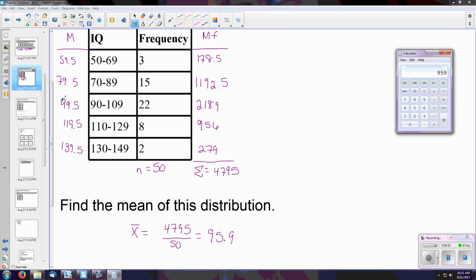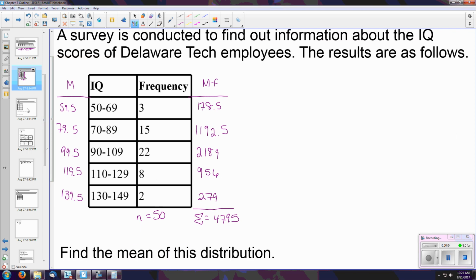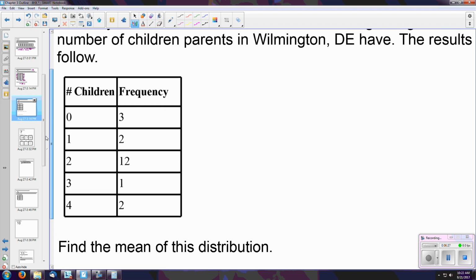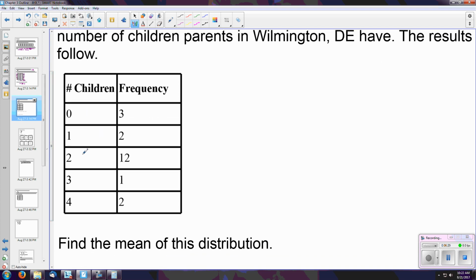Now, using this concept of group data, let's talk about what this would look like with a frequency table instead of dealing with these class intervals. It's actually a little simpler to calculate when dealing with a table because you already have your x values. In other words, those were the midpoints we calculated before. A survey is conducted to find out information regarding the number of children parents in Wilmington, Delaware have. The results follow. So right off the bat, we do not have class intervals here, but we do have frequencies.